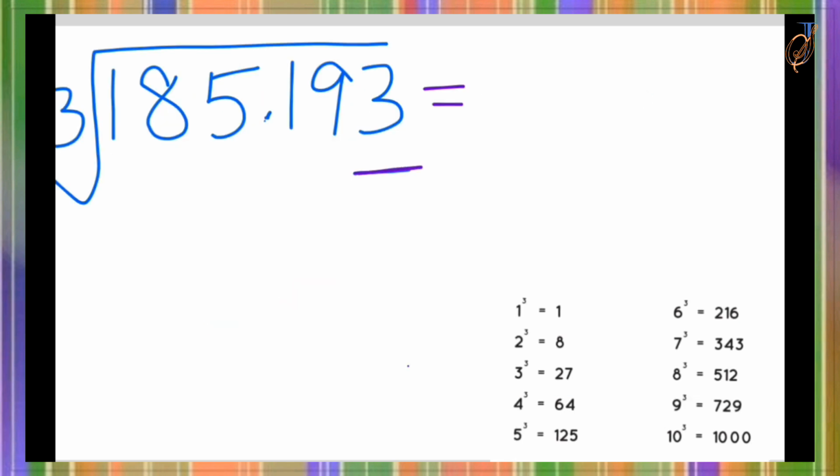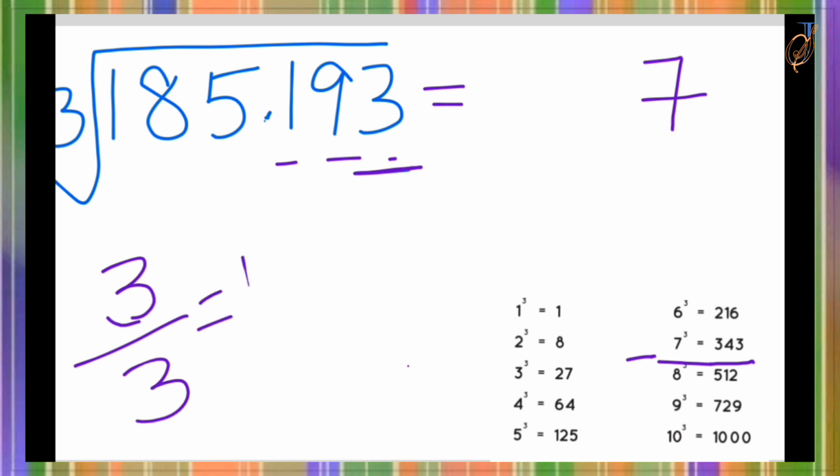Look at the units digit, which is 3 here. You can see that the cube of 7 ends with the number 3. So your unit digit will be 7. Next, decimal point placement. Count the number of digits after the decimal point in your original number. So after the decimal point is 1, 2, 3. We have 3 numbers. So divide this count by the cube number 3. You will get 1. That means place the decimal point 1 place before. So then you strike out the last 3 digits.